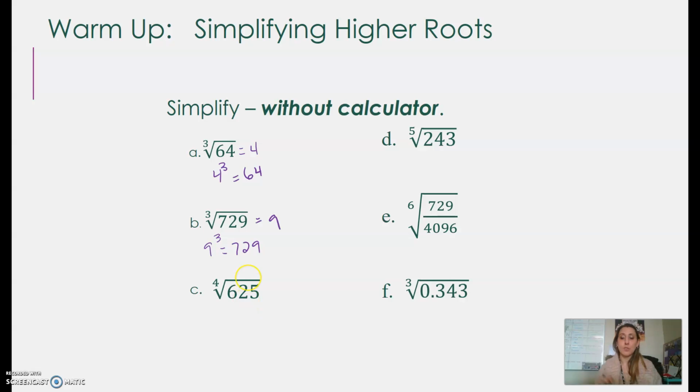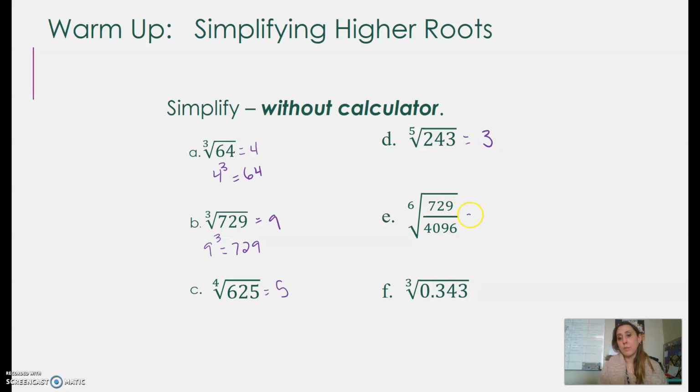Again, we could use that same strategy. I use my finger, so 5 times 5, so 5 squared is 25. 25 times 5 is 125. 125 times 5 is 625. 5 to the fourth power is 625. So that is why that works. Here, their answer should be 3.